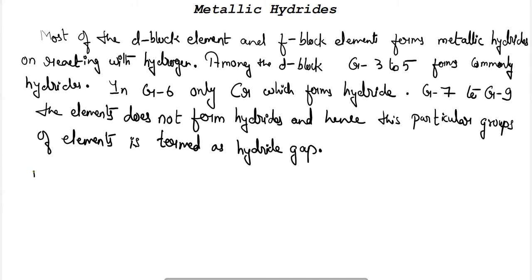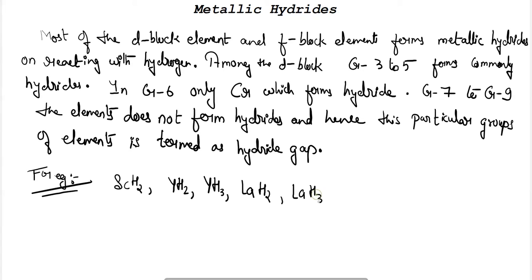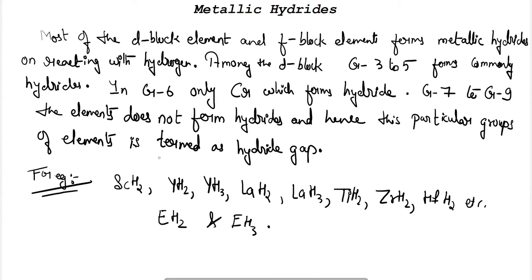Generally, examples for the metallic hydrides are scandium hydride, yttrium hydride, yttrium trihydride, lanthanum hydride, lanthanum trihydride, titanium hydride, zirconium hydride, hafnium hydride, vanadium hydride, etc. So the general formula for these compounds is EH2 and EH3 for the hydrides formed from the metals.